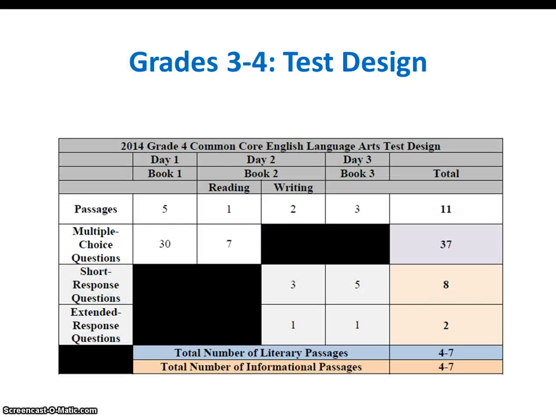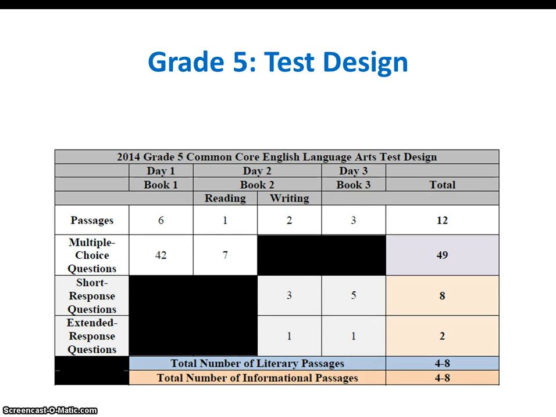The grades 3 through 4 test design gives you on day 1 what book 1 looks like, day 2 what book 2 looks like, and day 3 what book 3 looks like. Note on day 3, as we're looking at it, you're not seeing multiple choice. You'll see short and extended. Day 2, you're going to see some multiple choice and short and extended. Also note the number of literary passages and informational, between 4 and 7 for each.